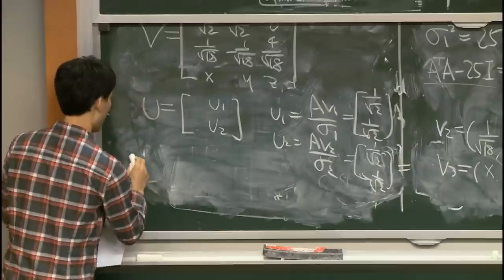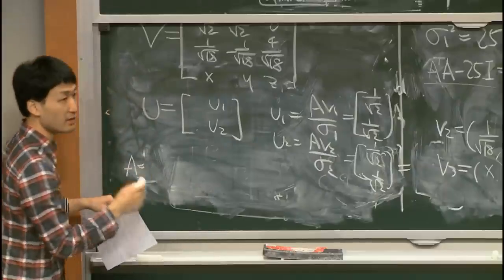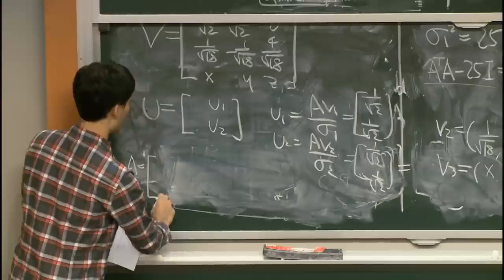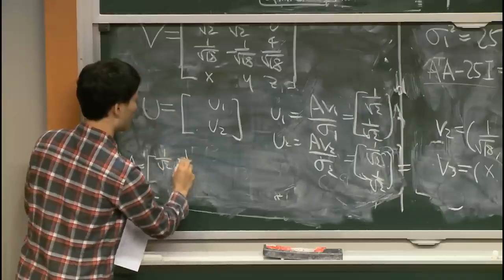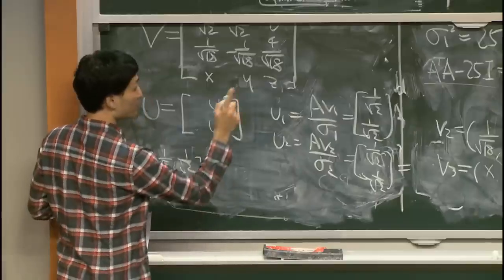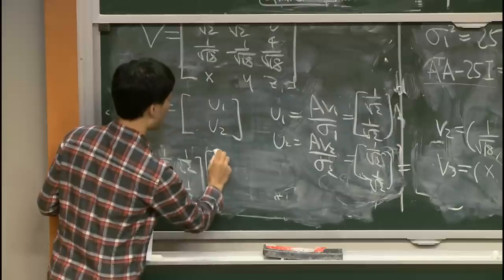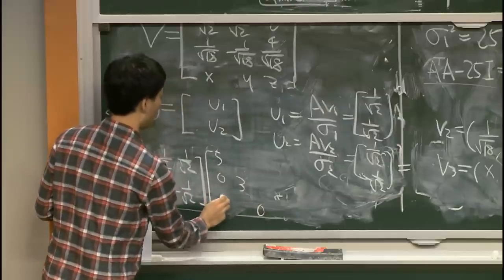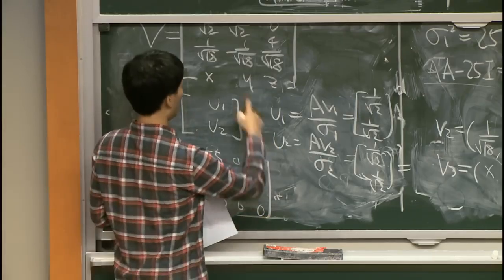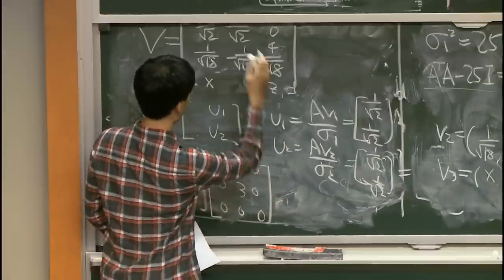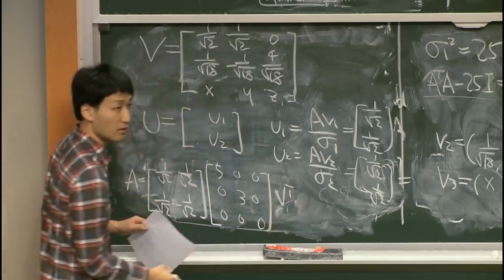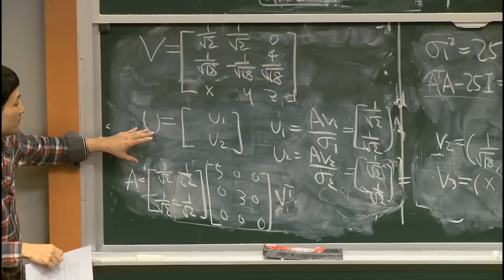So now this decomposes A into the U sigma V transpose form. U is given as 1 over square root 2, 1 over square root 2, 1 over square root 2, minus 1 over square root 2. Sigma was 5, 3, 0. And V is this. So V transpose is just the transpose of that. I'll just write it like that, where V is that. Okay. So we have this decomposition.